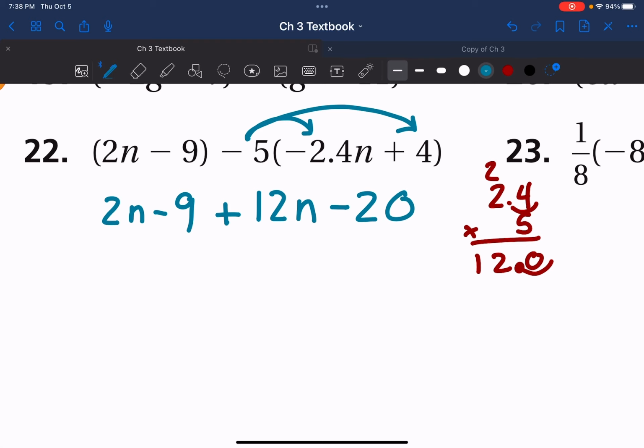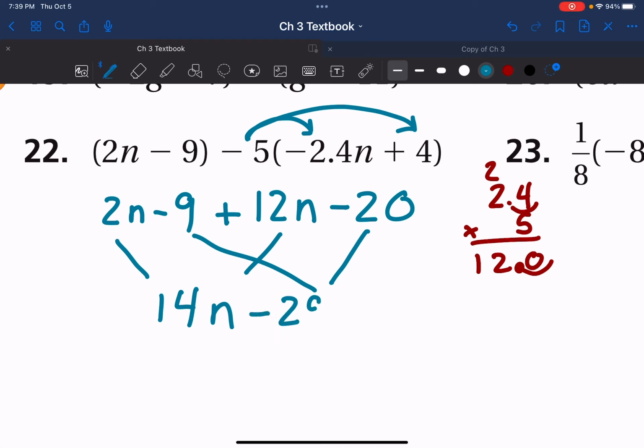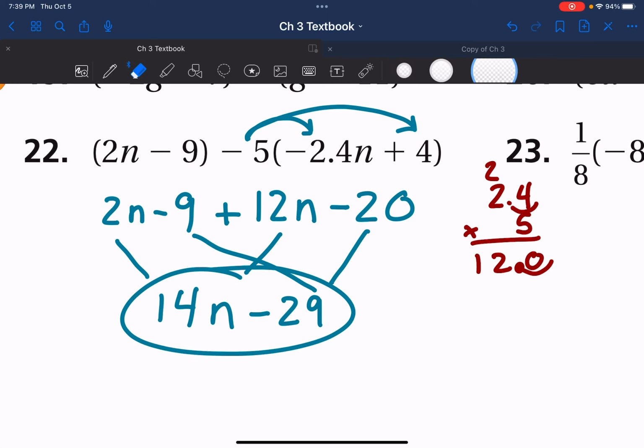All right. Hopefully you did okay so far. Let's go ahead and combine my like terms. 2n, 12n. Signs are the same, so we just add. Okay. Negative 9, negative 20. Signs are the same, so we just add and keep the sign they all had. This is now going to be negative 29. There's your answer. Okay, erase your whiteboard.